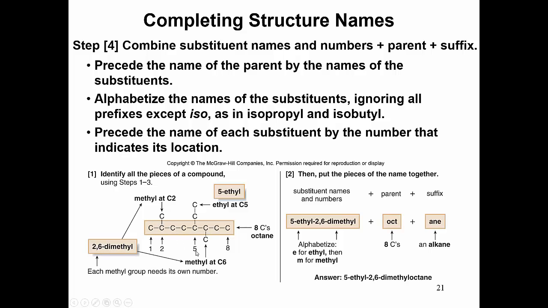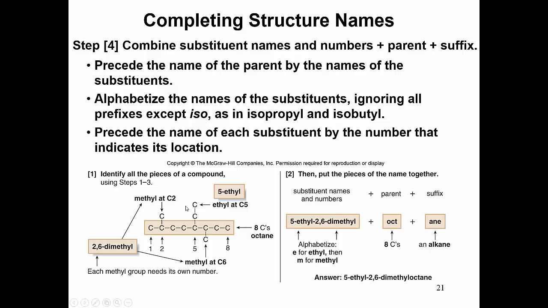But since they're the same substituents, we're going to put it all together and call this a 2,6-dimethyl group and 5-ethyl. And so we put this all together as 5-ethyl, 2,6-dimethyl. Now, why did we put ethyl first, especially since it's got a higher number than 2? That's because when we put everything together, it's going to go in alphabetical order. So we have 5-ethyl, 2,6-dimethyl octane. E for ethyl, M for methyl. Don't count the D for dimethyl when you're alphabetizing. Just use the substituents.